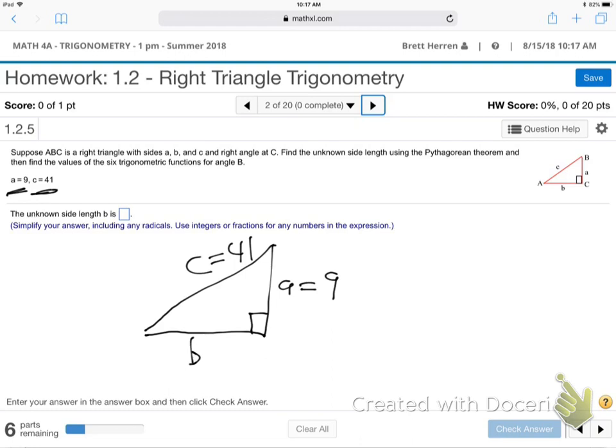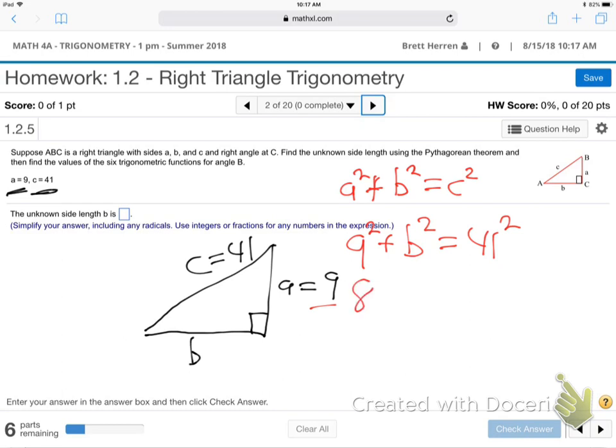So, do it over here. We got room here. So, a squared plus b squared is c squared. So the a is 9, so 9 squared. B is, I don't know. And c is 41. So 9 squared plus b squared is 41 squared. That good?